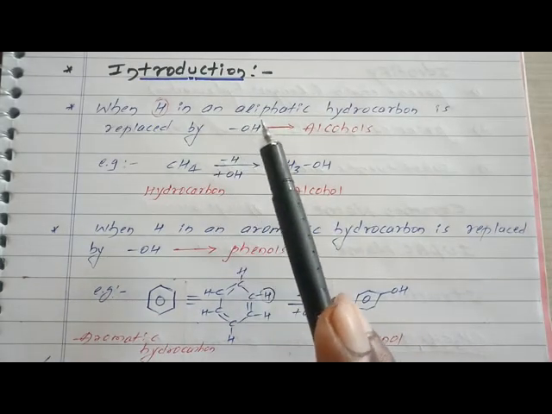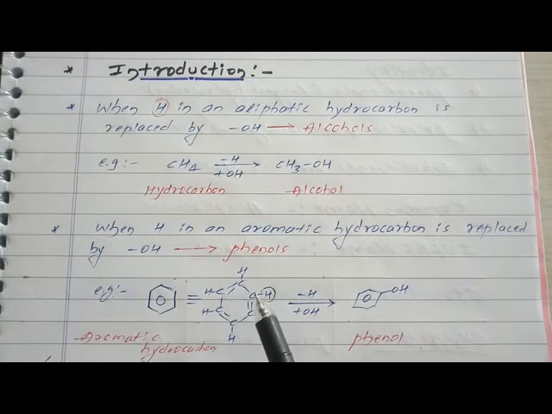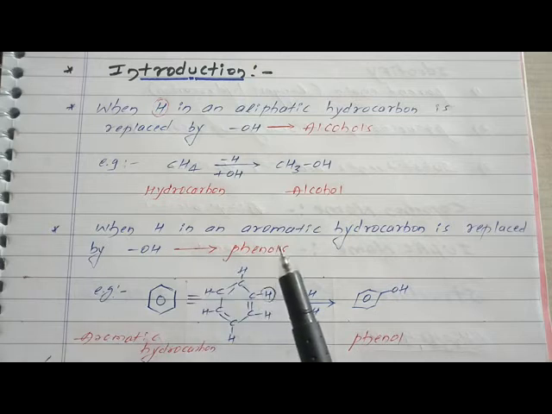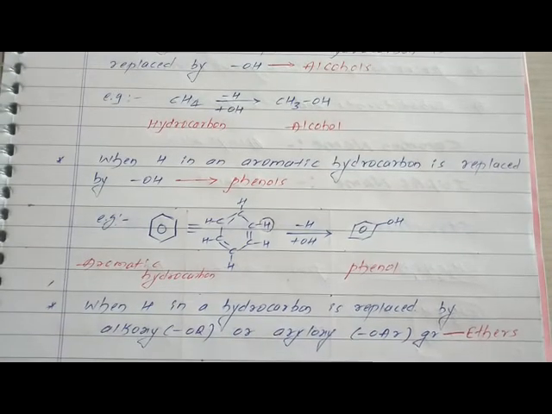So the only difference between alcohols and phenols is: in alcohols we substitute one of the hydrogens from aliphatic hydrocarbons, and in phenols we replace one of the hydrogen atoms from aromatic hydrocarbons by an OH group. Now next, the third one is ethers.